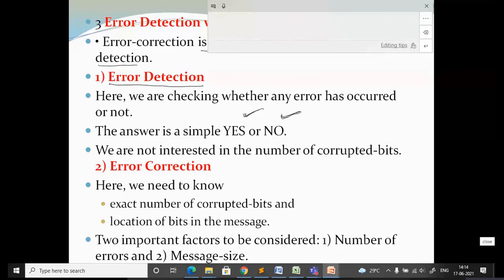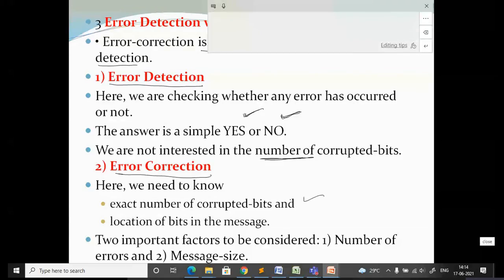Further things means we are not interested in the number of bits corrupted. If it is an error detection method, it is not going to worry about how many bits got corrupted, or what the position of that bit is. All that is taken care of in error correction. Here we need to know the exact number of corrupted bits. The algorithm is going to find out how many bits got corrupted, and also the location of the bits in the message.